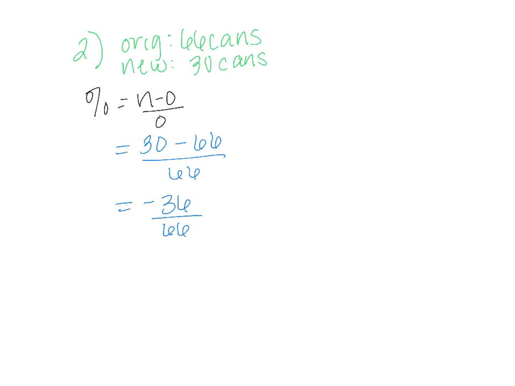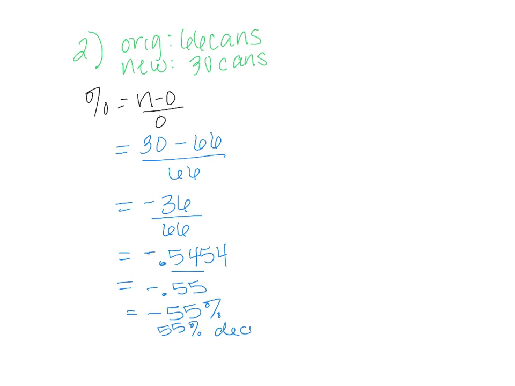So I'm going to finish it. When you plug it into a calculator, you get a negative 0.5454. Lots of people miss this step. This becomes a rounded decimal of negative 0.55, which becomes 55%. And that negative means it's a 55% decrease. Okay, and so reminding you that you take a decimal and you multiply it by 100 to get a percent. Okay, you cannot drop the negative sign.